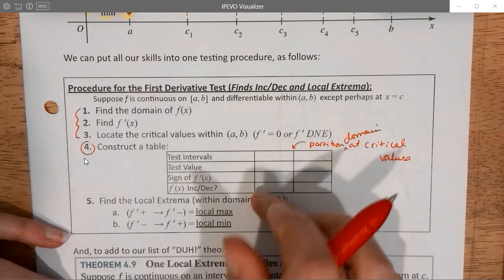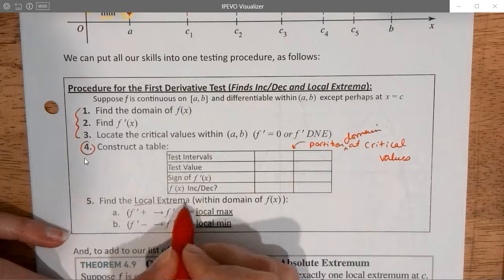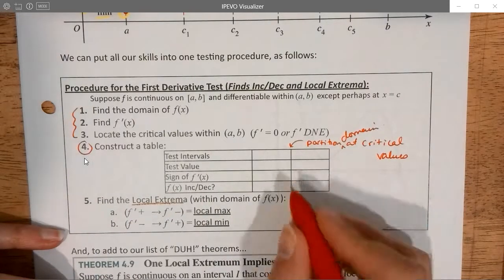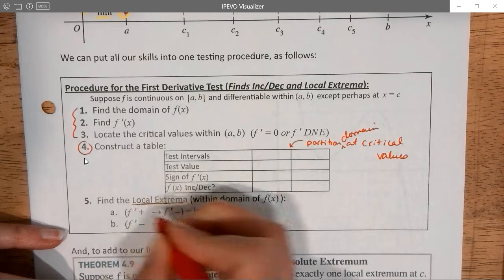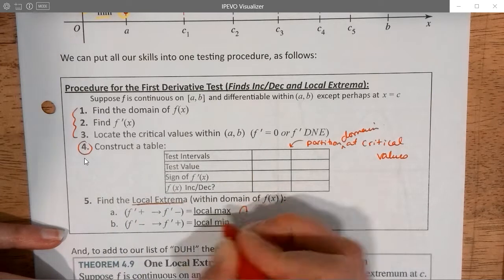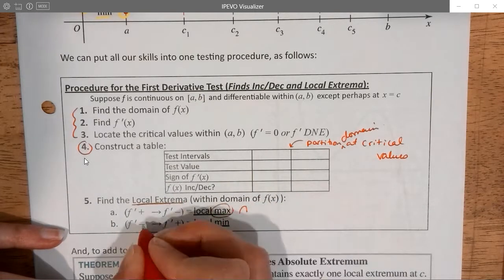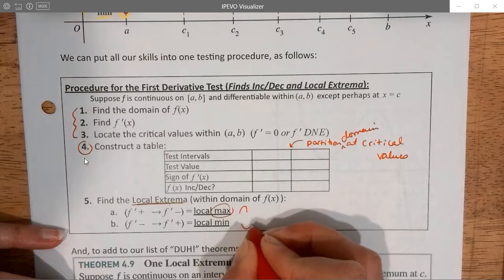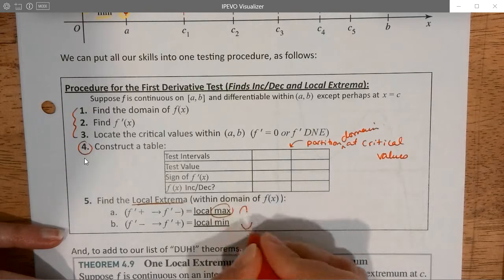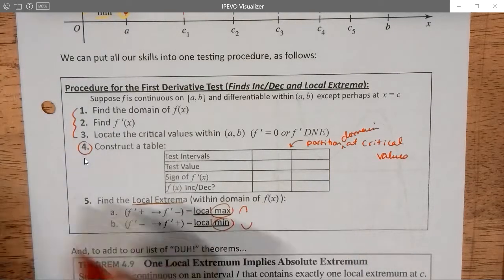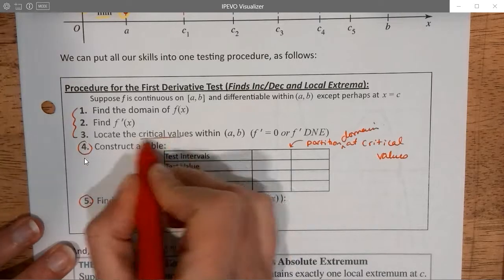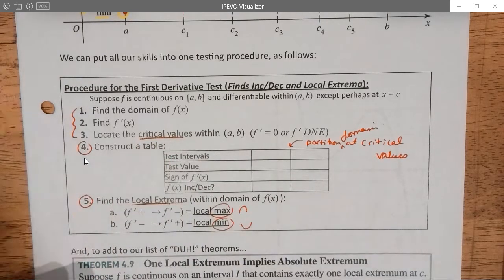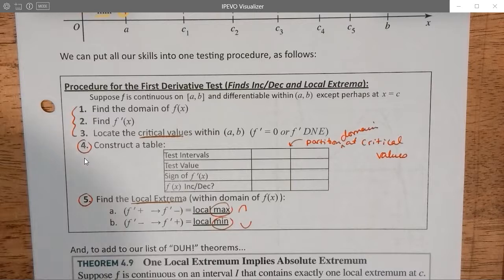Once I have my table, I'm going to be able to identify the local extrema based on how these two things change. So if it changes from positive to negative, so increasing to decreasing, I have that maximum classification. If it changes from negative to positive, I have that decreasing to increasing, so I have the local minimum. Okay, so these two things are going to help us classify critical values. I've already practiced finding them. Now I'll be able to classify them using the first derivative test.